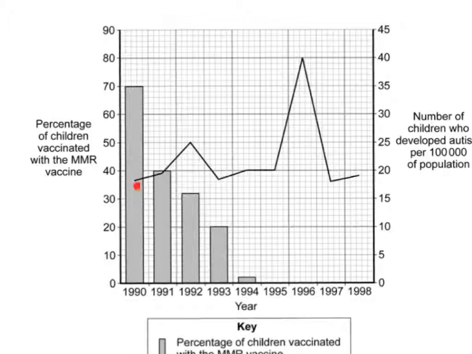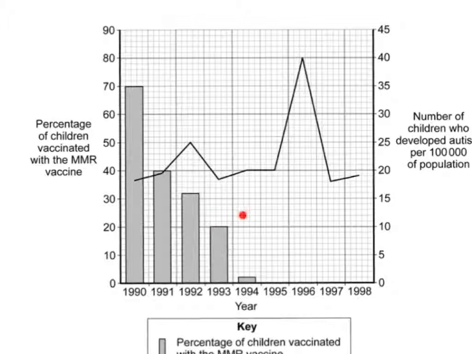So between 1990 and 1992, it's going up, then goes down, and then there's a huge spike in 1995 when the number of vaccinations taken gets to 0, and there's a huge drop again. So what you need to spot here was that there was no correlation or no pattern between the MMR vaccine and the number of kids who were developing autism.